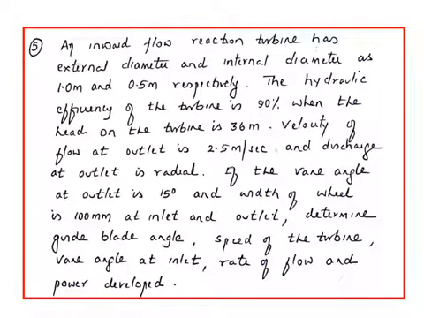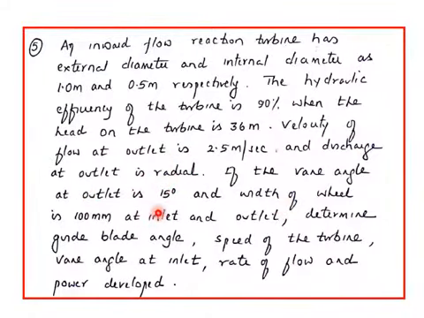So the next problem is that we have an inward flow reaction turbine which has an external diameter of 1 meter and an internal diameter of 0.5 meters. Then we have hydraulic efficiency of 90%. The head is given as 36 meters. Velocity of flow at outlet is given, which is Vf1, and it is not constant here. Discharge at the outlet is radial. Vane angle at outlet is 15 degrees, phi.